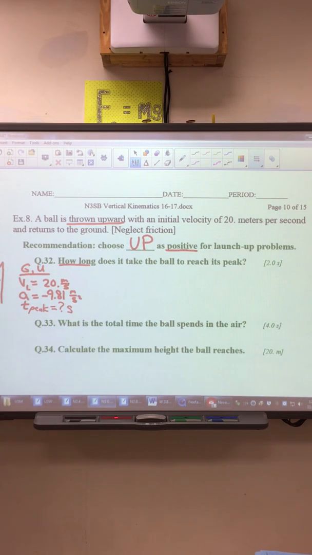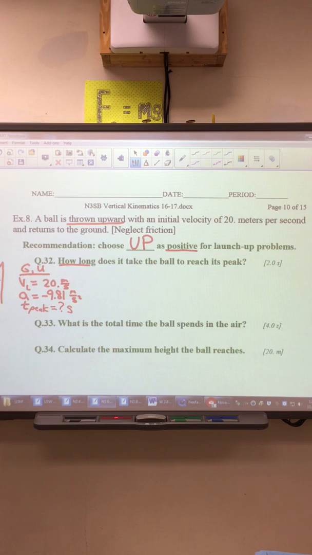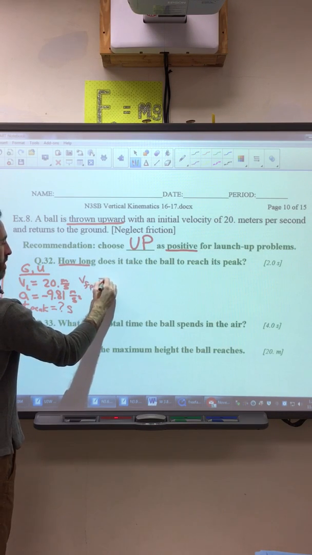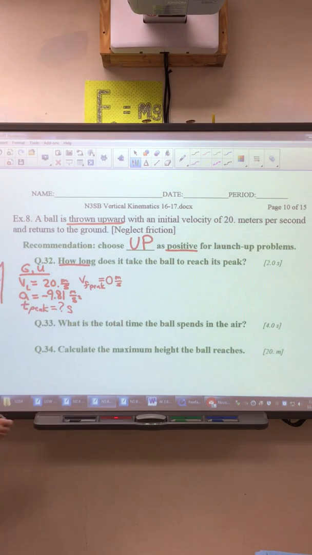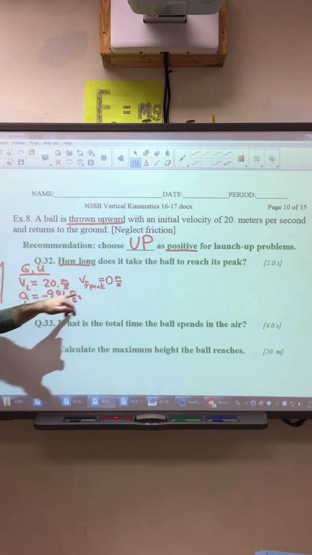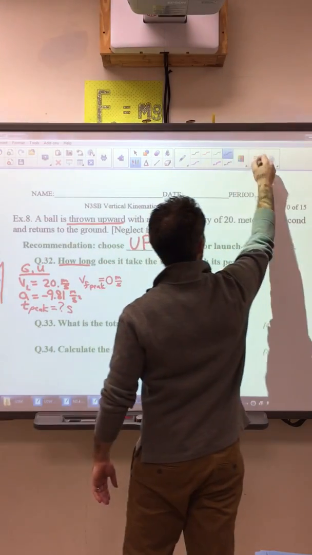We're asking about the peak. Is there something else we know about the peak? Yes, the velocity at the peak. The velocity at the peak is 0. So we actually know that the velocity at the peak is 0, and we already have an initial velocity, so that will become our final velocity at the peak, which is going to be 0. Now, are these the proper givens? Yes! These will actually get you what you need, because they correspond. They're talking about the same thing. You want the velocity at the peak, the time at the peak. Good.